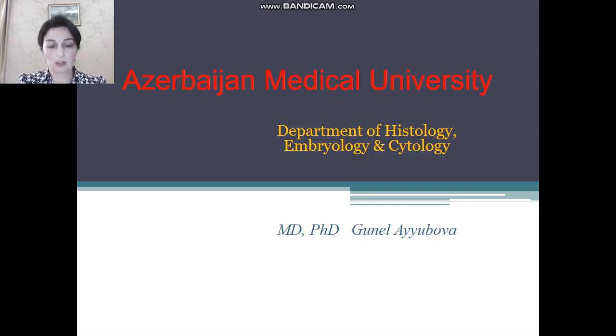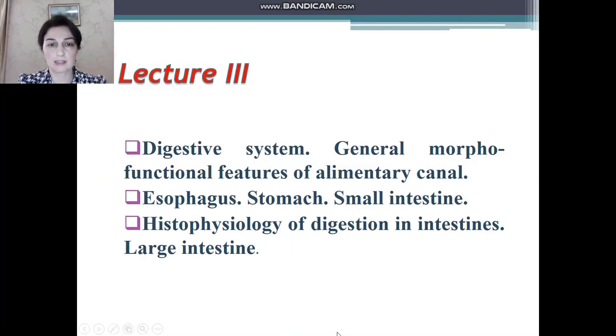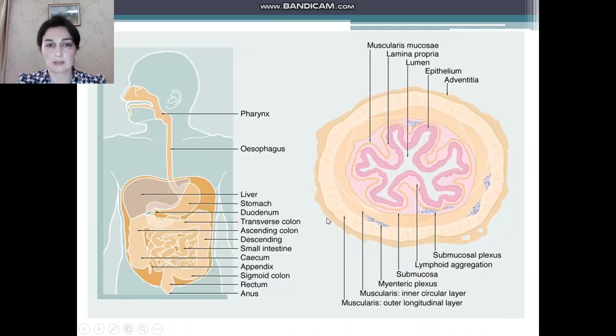Today I will talk to you about the alimentary canal. We will focus on the general morphofunctional features of the alimentary canal, the esophagus, stomach, and small and large intestines. We know that the alimentary canal is the tubular portion of the digestive system. Here the food is liquefied, chewed, and digested. Nutritional components and water from the food are absorbed, and non-digestible components are eliminated.